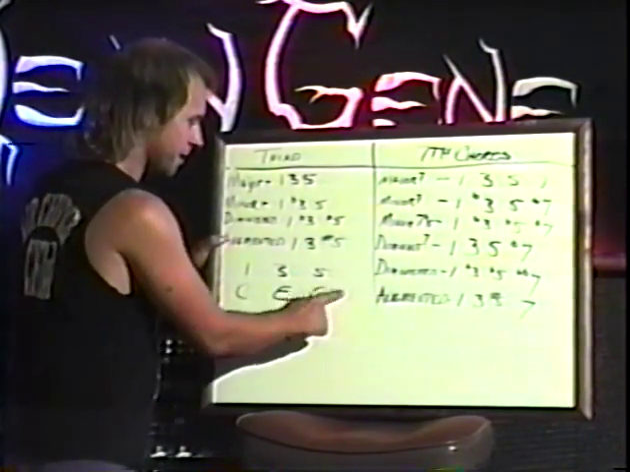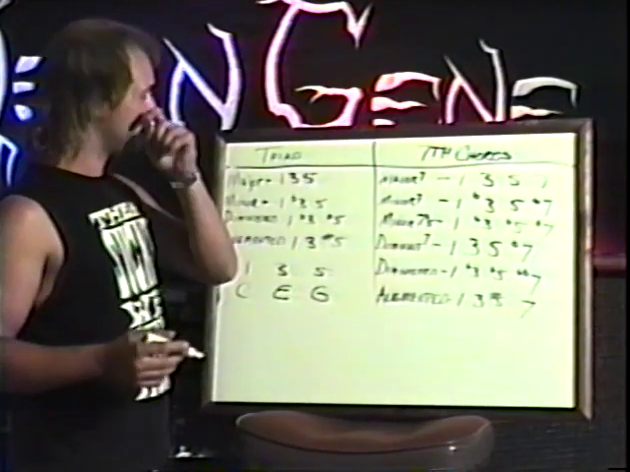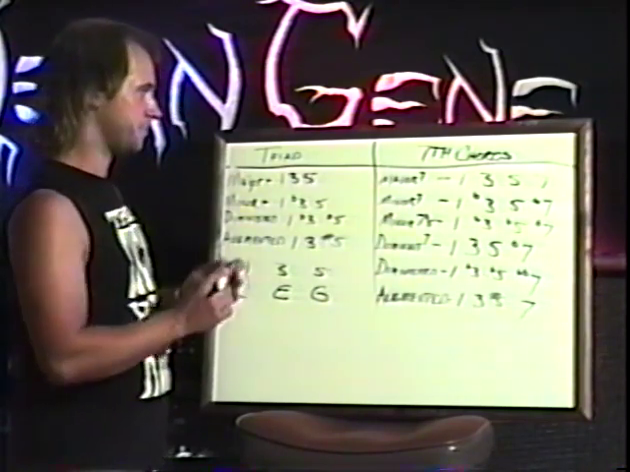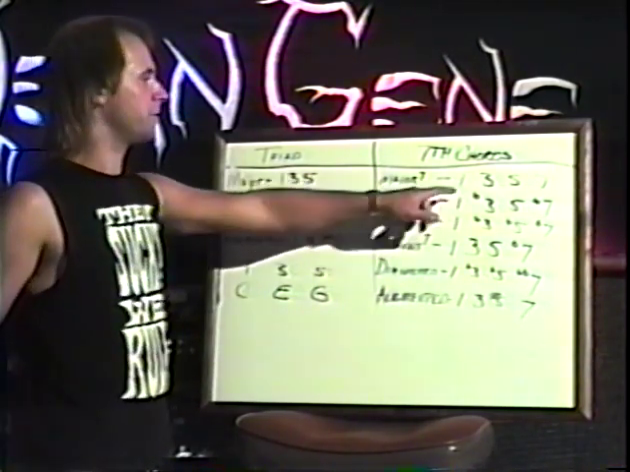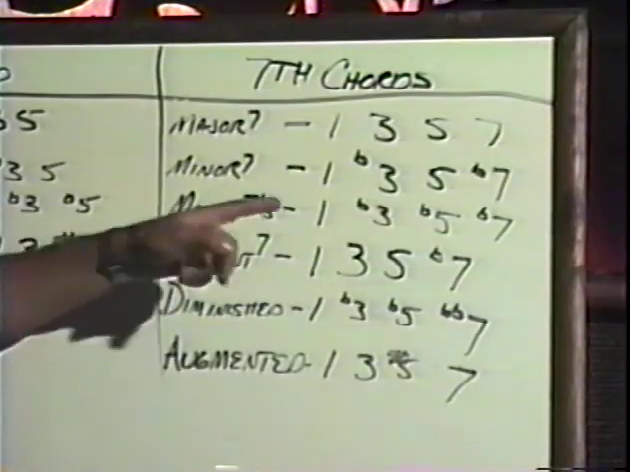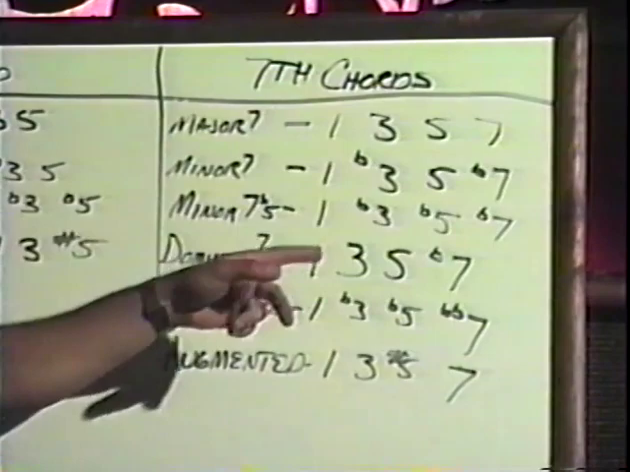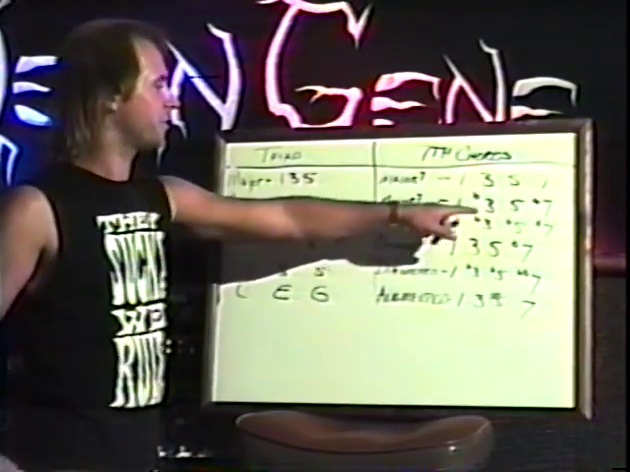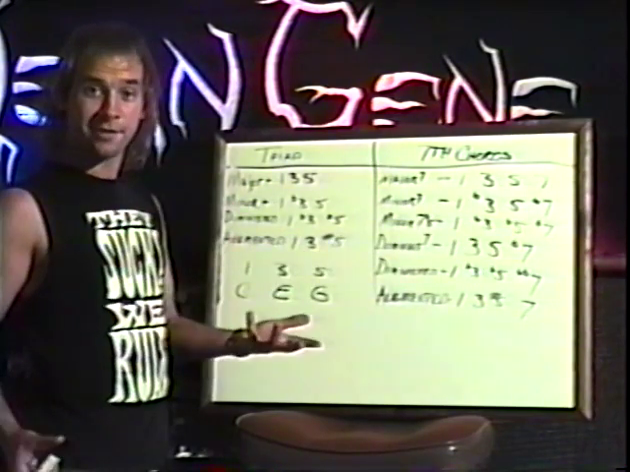So now we got 7th chords. This is basically the same thing, only a little more complex. Say we got major 7, which is 1, 3, 5, 7, just straightforward. Then we got minor 7, which is 1, flat 3, 5, flat 7. We got minor 7 flat 5, which is kind of self-explanatory. It's a minor 7 chord with the 5 flatted also.